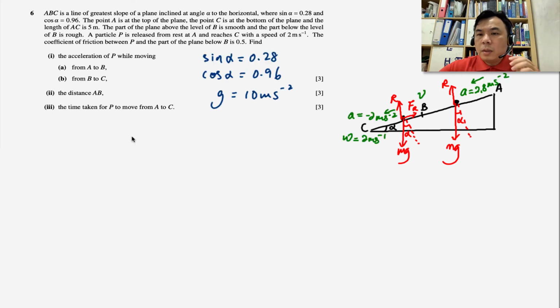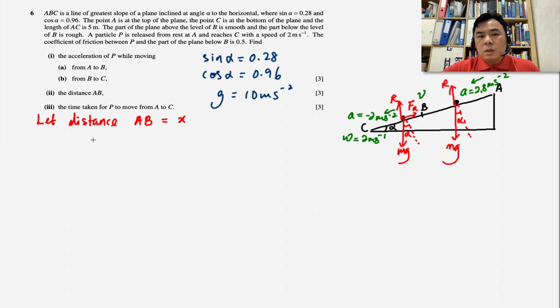All right, next let's look at how to find out the distance AB. Now to find distance AB, I'm going to label distance AB equal to x, then, right? So it's easier. And then first of all, before we do anything, we have to find out the speed at B. So to find the speed at B here, I'll label it as V in this case.